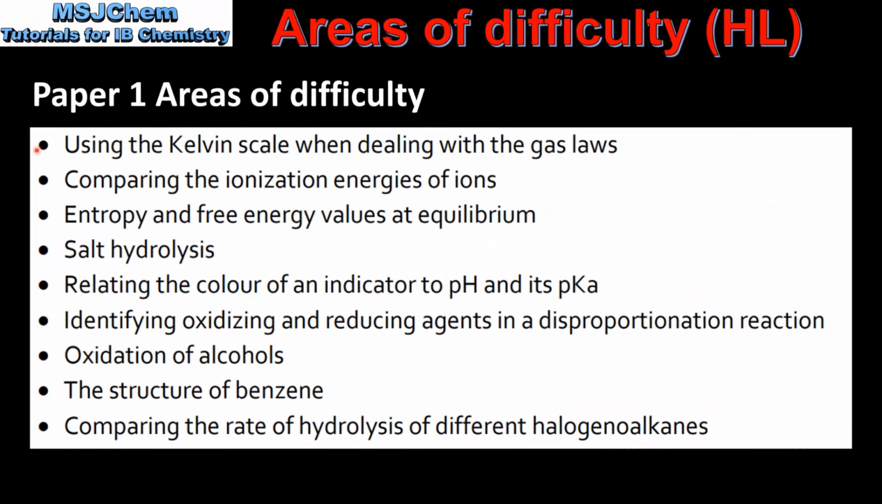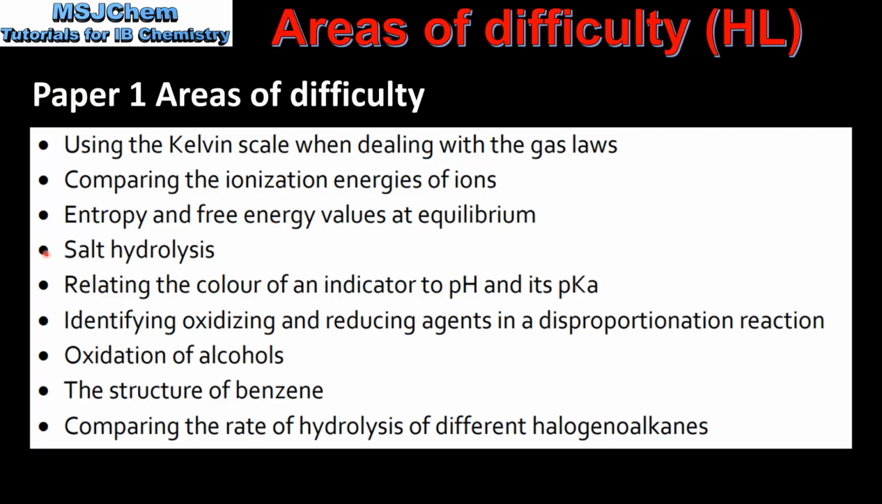Next, we have using the Kelvin scale when dealing with the gas laws. So when using the ideal gas equation, Charles's law, Boyle's law, or Gay-Lussac's law, temperature must be converted into Kelvin. For example, 25 degrees C is 298 K. Next, we have comparing the ionization energies of ions. Next, we have entropy and free energy values at equilibrium. At equilibrium, entropy is at its maximum value and free energy is at its minimum value.